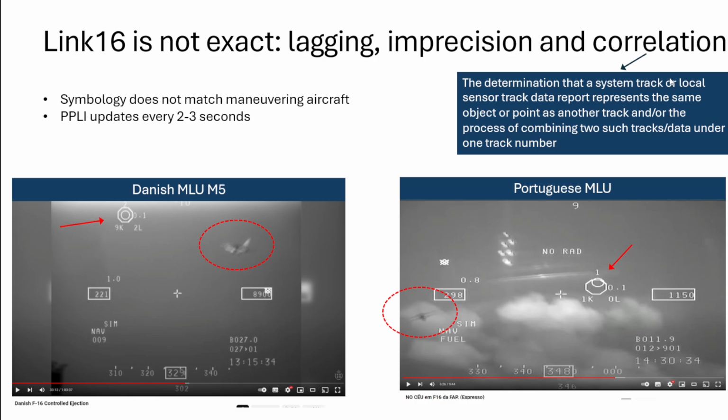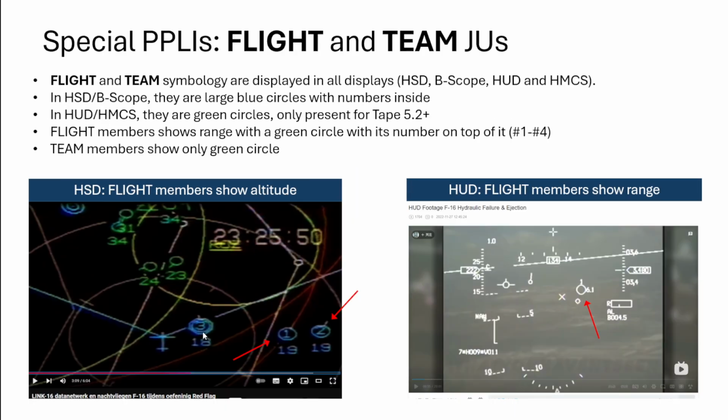What is correlation? Correlation is something very interesting. I'm going to talk a little bit later also. It is the determination that a system track or a local sensor track, that was reported by my system, represents the same object or point. So when I'm looking at this HSD picture here, does this symbol correlate to my, for example, target pod, FCR, or any other sensor that my aircraft has? And this is correlation.